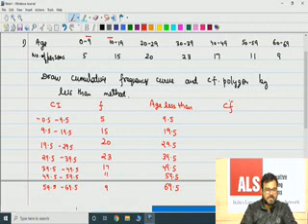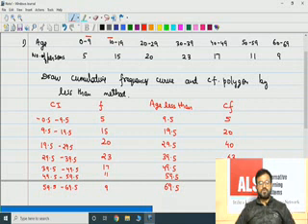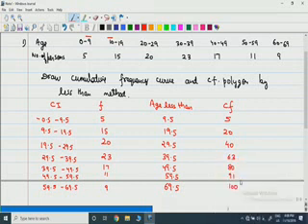Less than 9.5, there are 5 persons. Less than 19.5, we add 5 and 15, so that will be 20, then 20 plus 20 is 40, 40 plus 23 is 63, 63 plus 17 is 80, 80 plus 11 is 91, and 91 plus 9 is 100. So this is the way in which we have written the cumulative frequency. So half of the work is done.